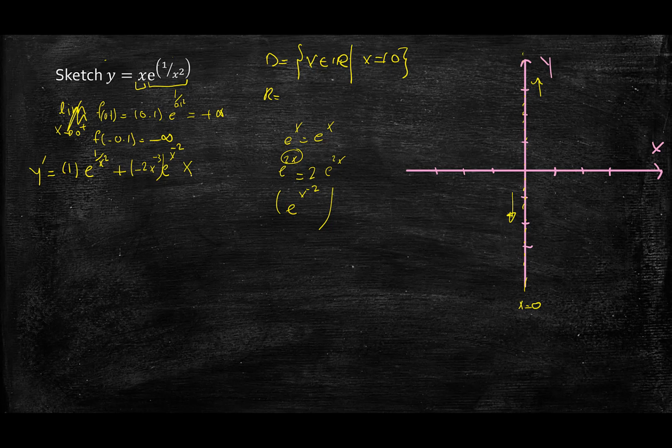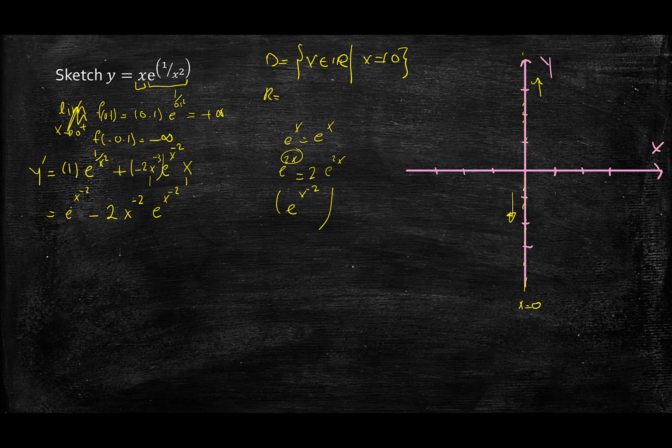Now let's just try to clean it up a little bit. So I have e to the, let's just write it like this, x to the negative 2. And then over here I have minus, I have an x to the minus 3 and an x here. So that would be minus 2x to the power of negative 2, and e to the x to the negative 2 will remain there.